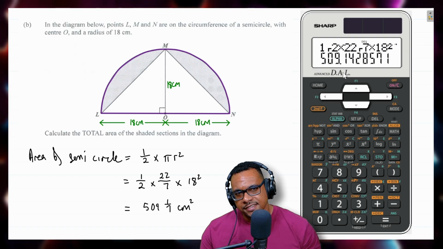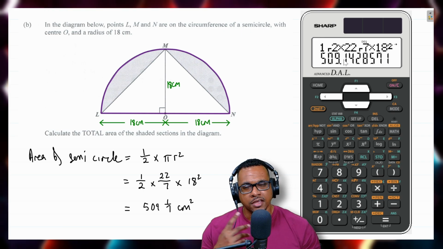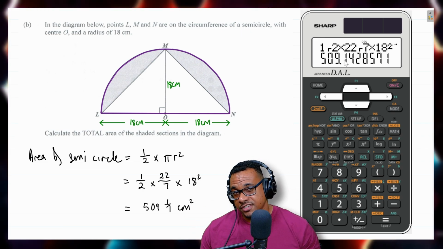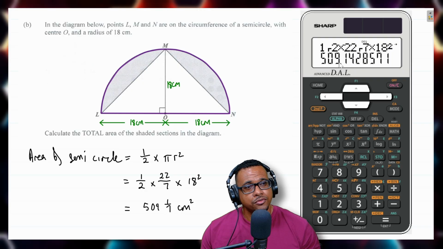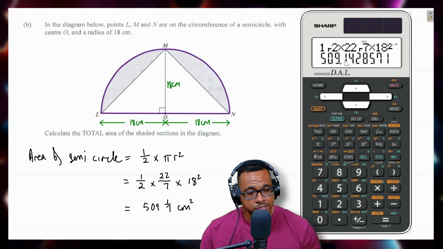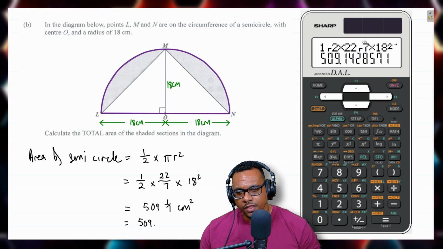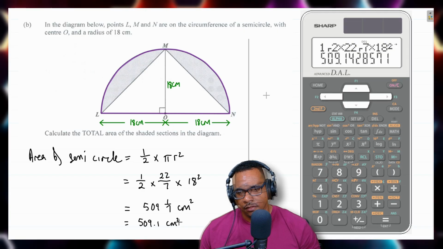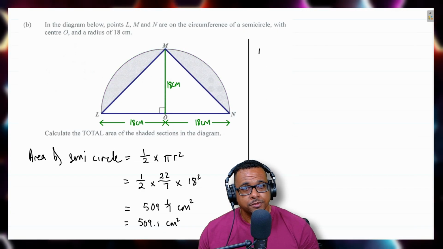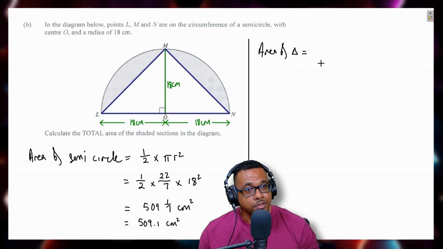Now, if you want to write the final answer as a decimal to 3 significant figures, what I should do is write these answers here to 4 significant figures, so I can approximate the final answer to 3 significant figures. So 1, 2, 3, 4. 1 is the 4th significant figure. After is a 4, so the 1 remains the same. So 509.1 to 4 significant figures. So I'll have 509.1 centimeters squared.